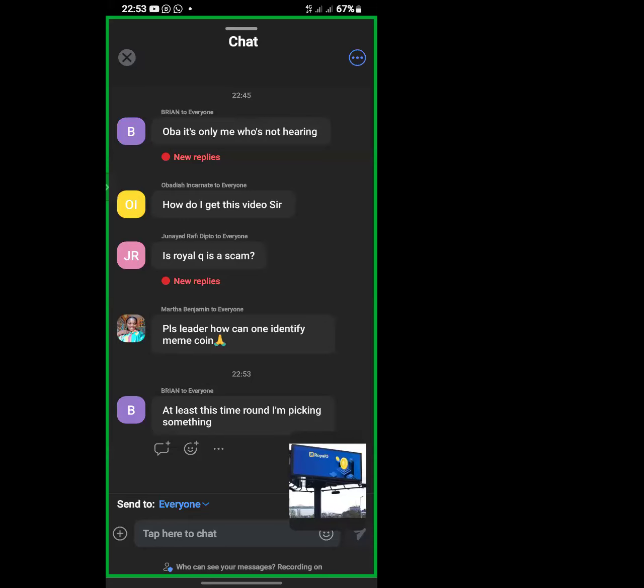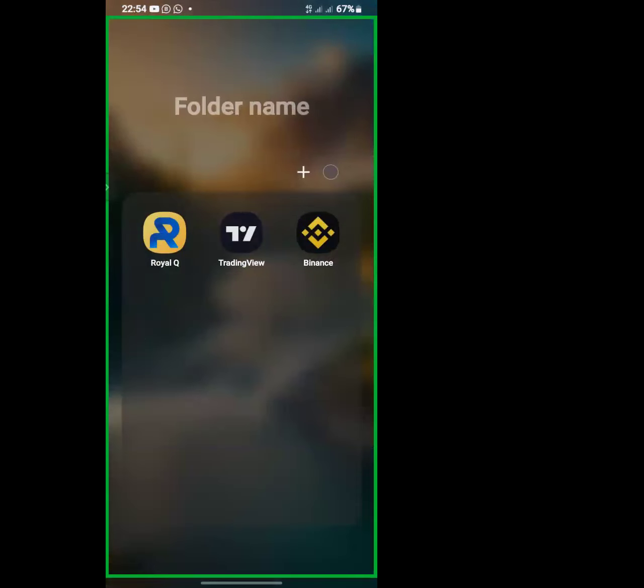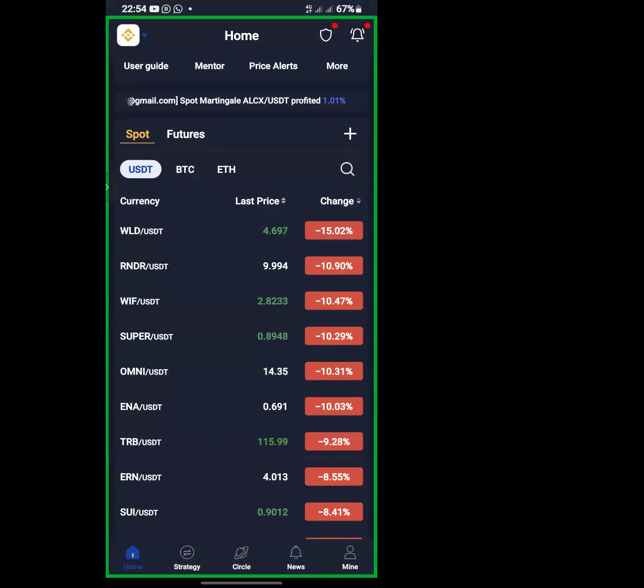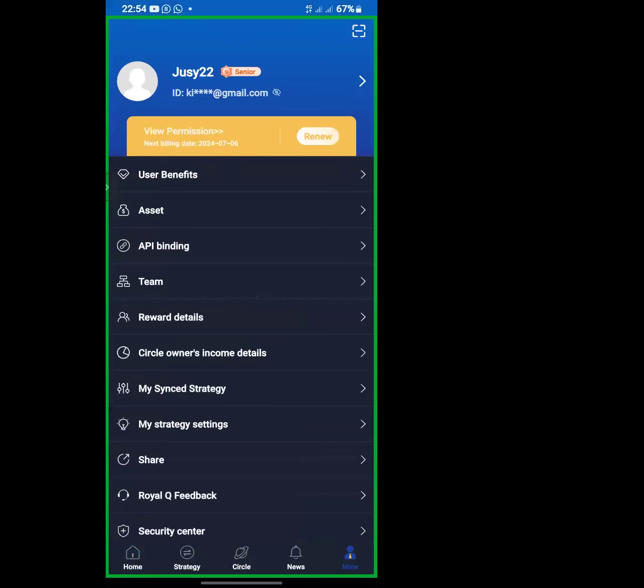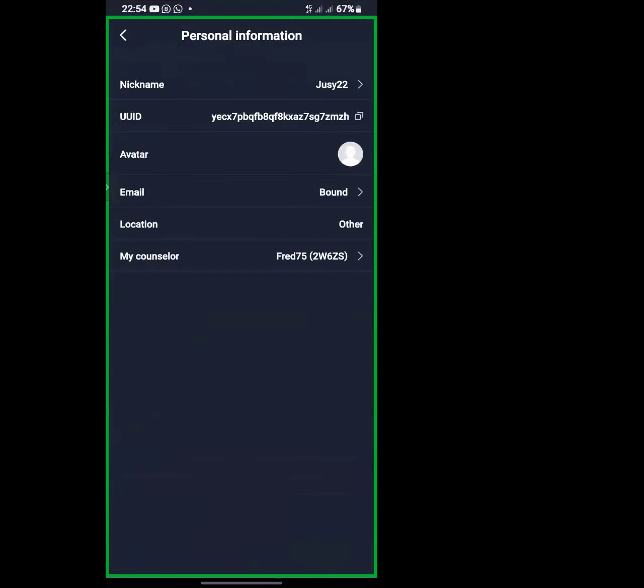So it is an AI. Why is Royal Q not a scam? Because first of all, it doesn't hold our capital. It is legit. You can go and read about it. It's very simple. Go to your Royal Q app, click mine, then click on this arrow.